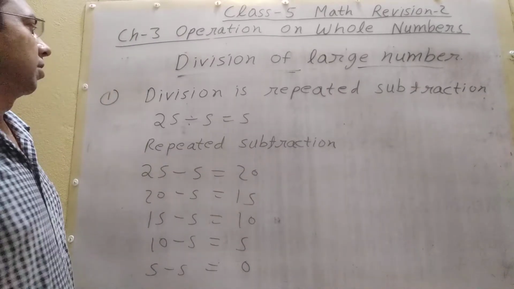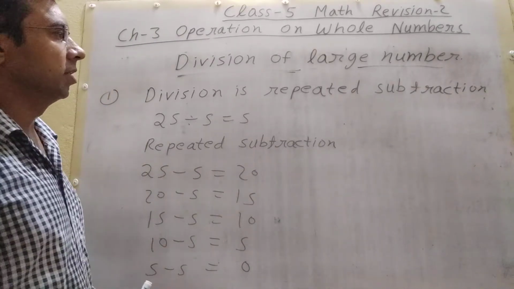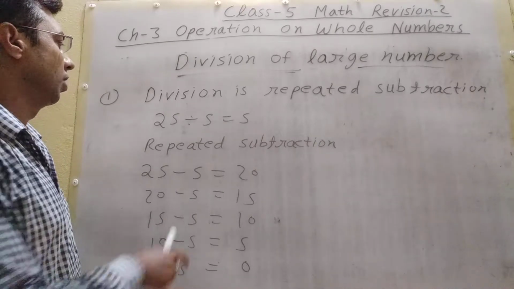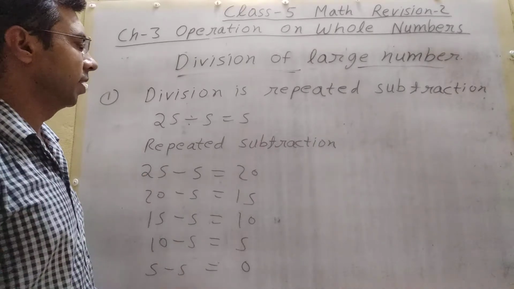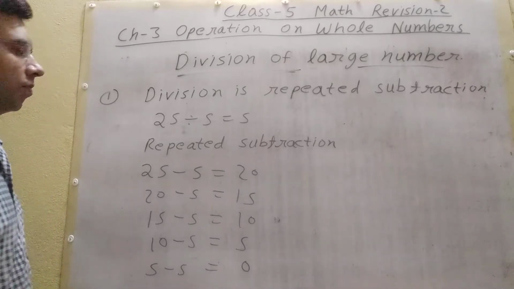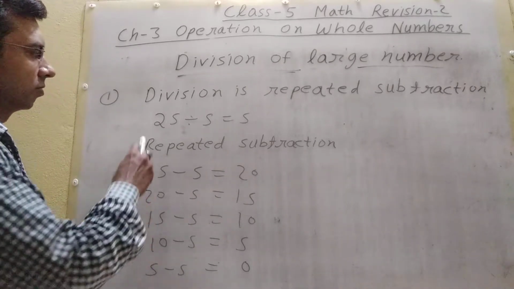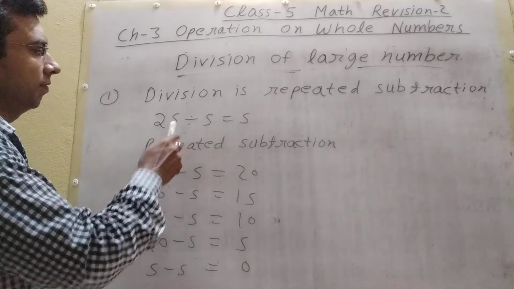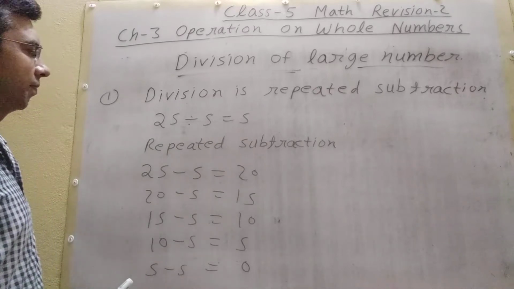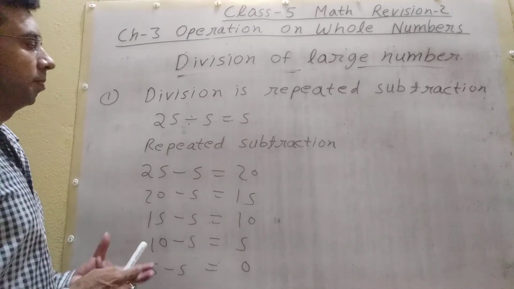Division of large numbers. Student, division is repeated subtraction. 25 divided by 5, we get 5. 5 multiplied by 5 is 25. So when we divide 25 by 5, we get quotient 5. So division is repeated subtraction.